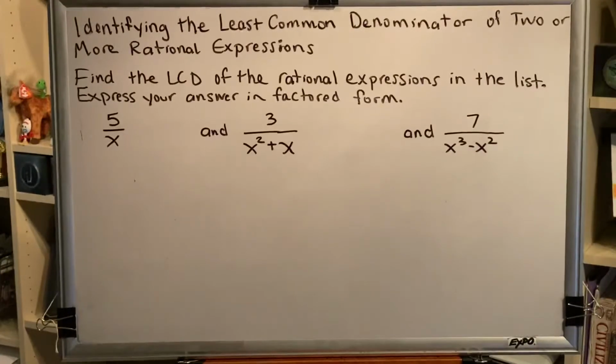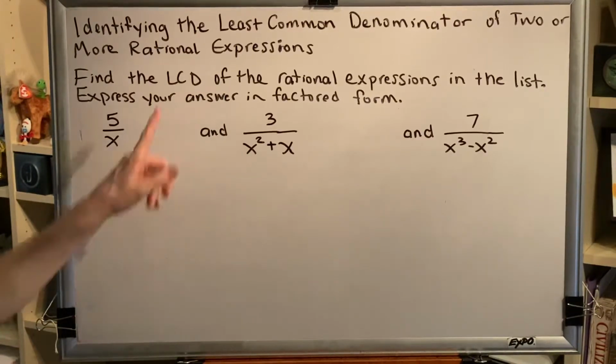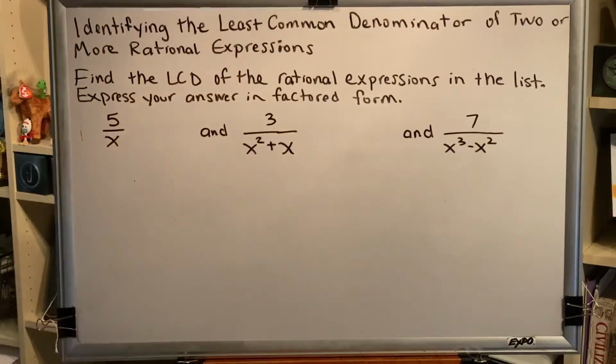The topic of this video is identifying the least common denominator of two or more rational expressions. Let's look at a problem. Find the LCD of the rational expressions in the list. Express your answer in factored form. LCD is least common denominator.